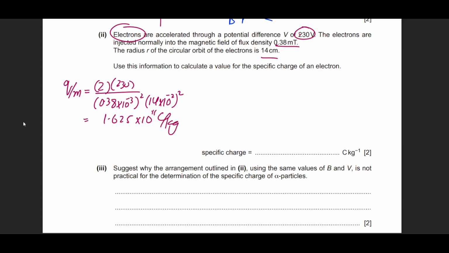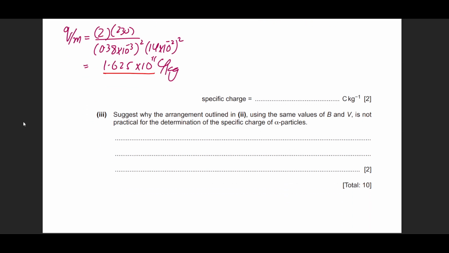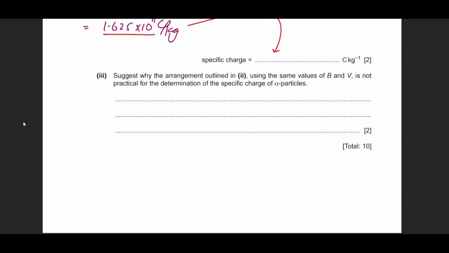That's a lot of charge. But that's a lot of electrons as well. 1 kg of electrons would have this much amount of coulombs. But anyways, we can write this number over here. Okay, so he says suggest why the arrangement outlined in 1, using the same values of b and v, is not practical for determining q by m for an alpha particle.